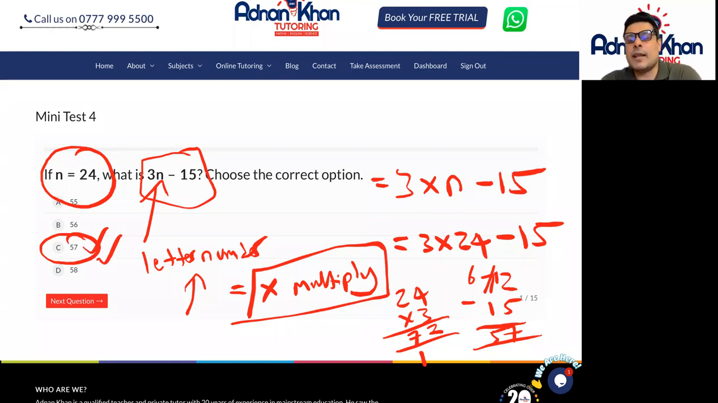All right, so whenever a letter and a number are next to each other, please always multiply. Now, these are mixed questions, so try your best in all the rest of the follow-up questions, and we will go through this in class in much more detail.